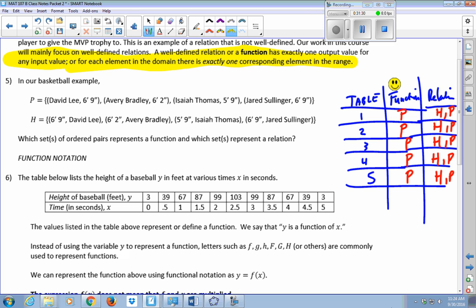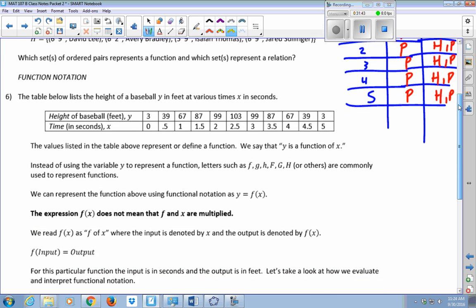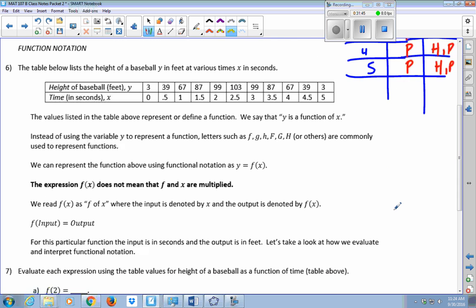What else do I want to say about this? I think that's enough. Okay, let's now take a look at functional notation. Some of this may be old hat to some of you, so bear with me. For some of you, it may be very new. So I'm going to approach it as if you've never seen it before.